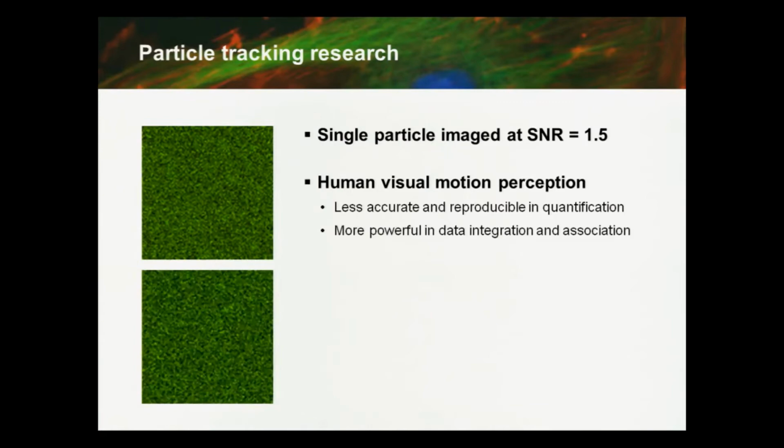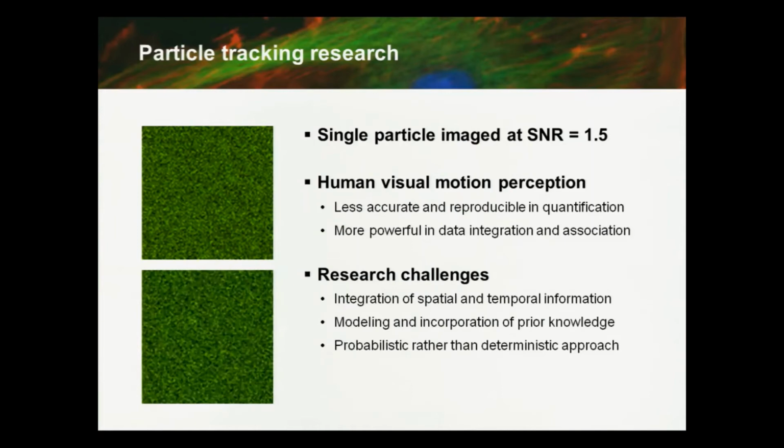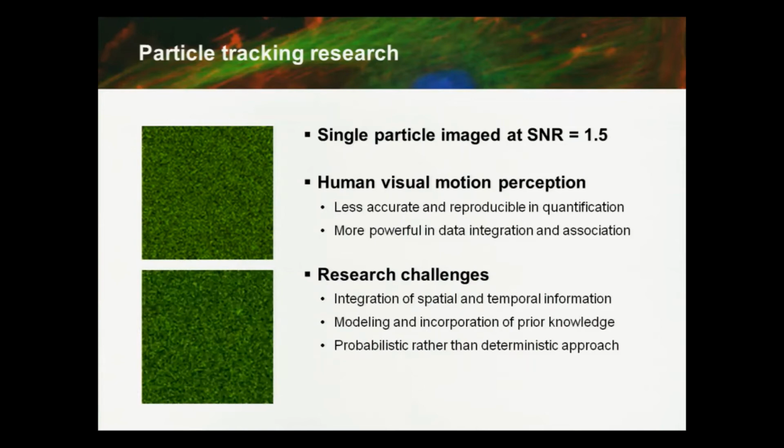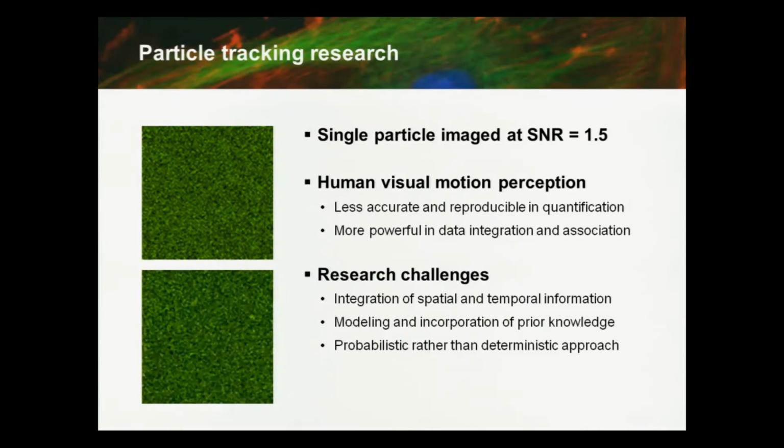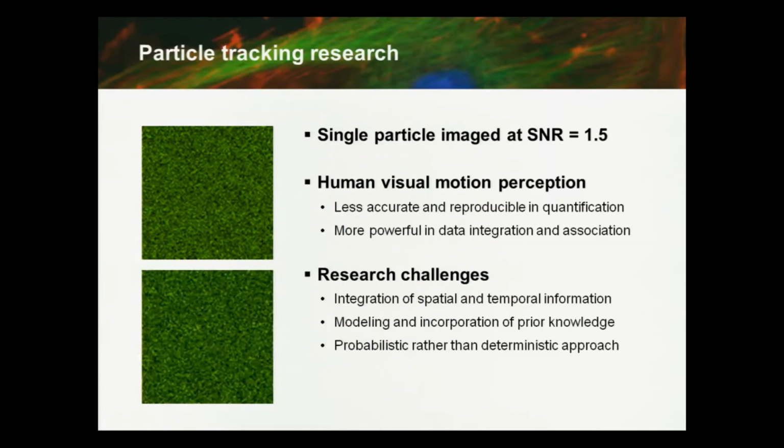So the research challenges for us were, can we build a technique that does a much better job in integrating spatial and temporal information? Can we somehow incorporate prior knowledge, models of both the dynamics and the observational aspects, or what the particle looks like based on the imaging properties of the system, the point spread function? And can we do things more probabilistically rather than deterministically?